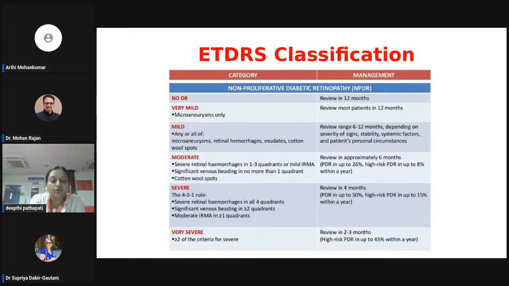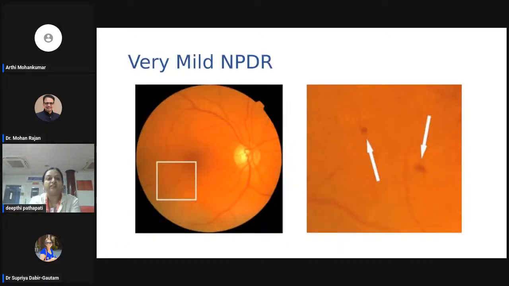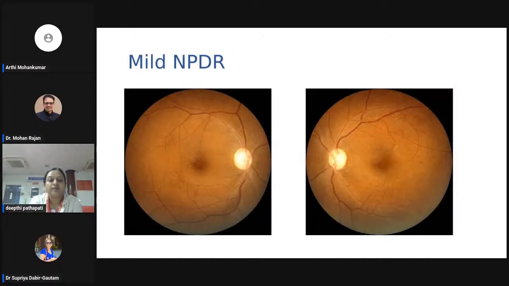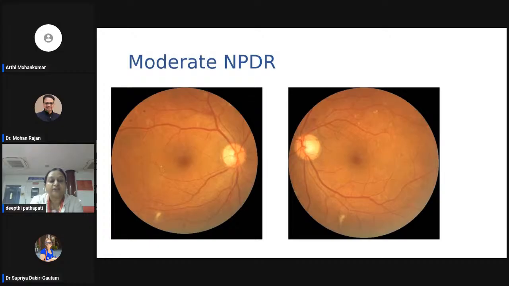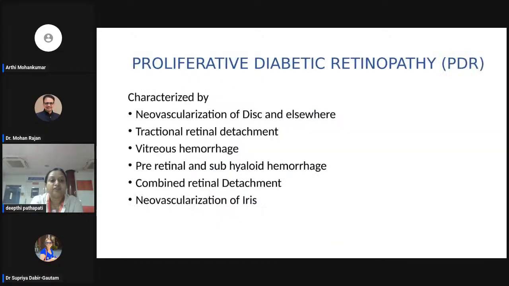Severe follows the 4-2-1 rule, where there are severe retinal hemorrhages in all 4 quadrants, significant venous beading in more than 2 quadrants, or moderate IRMA in more than 1 quadrant. Very severe is more than 2 or equivalent to 2 of the criteria for severe NPDR. This is the fundus photo of no diabetic retinopathy, very mild with microaneurysms, mild NPDR. This is moderate NPDR with cotton wool spots, and severe NPDR with IRMAs, cotton wool spots, and hemorrhages.